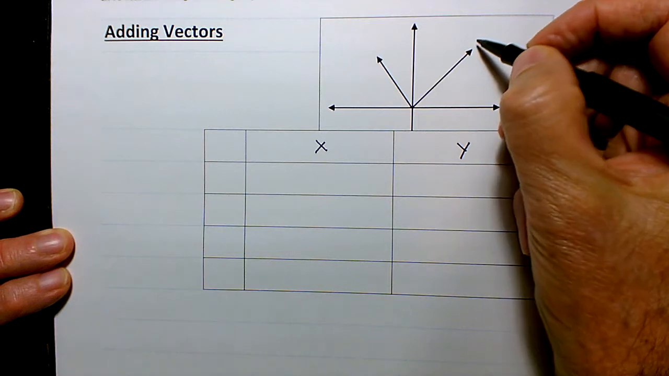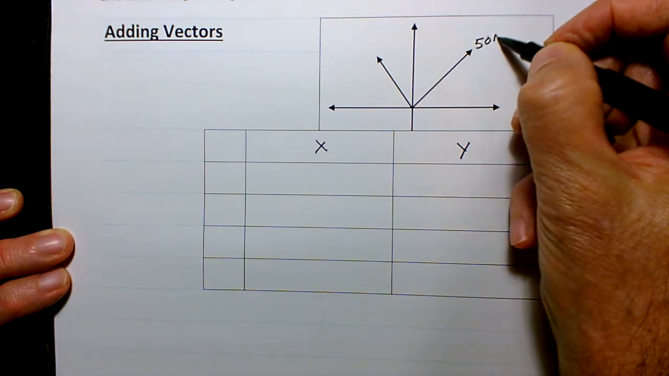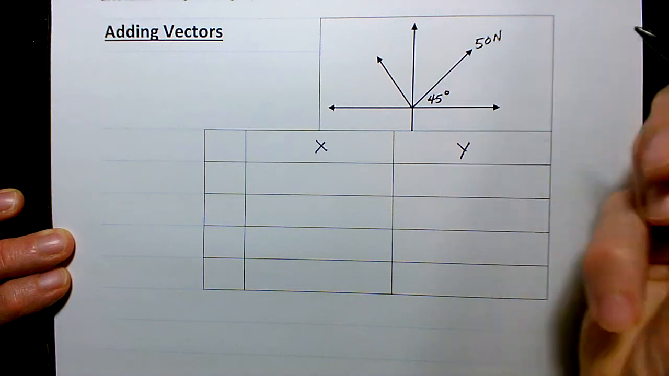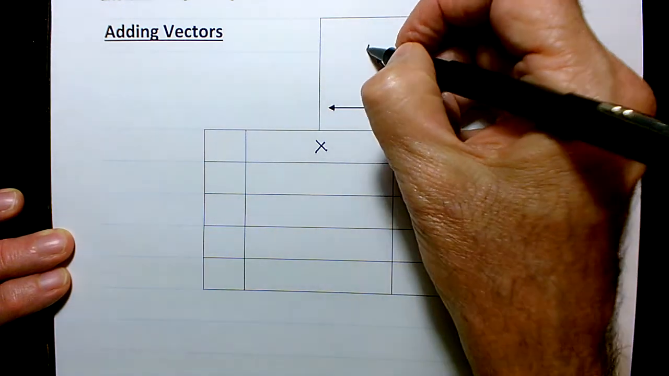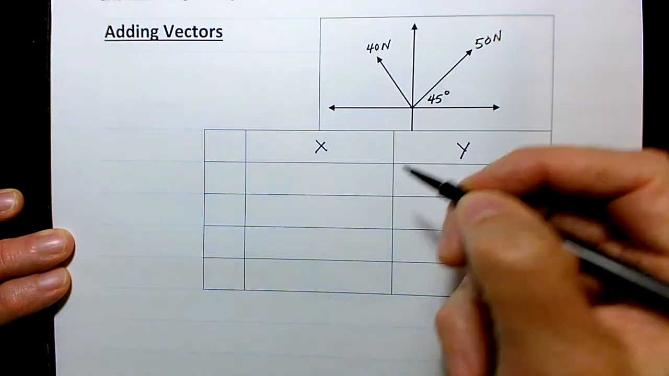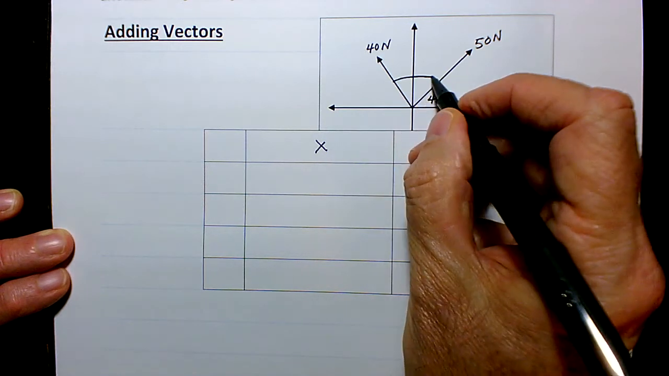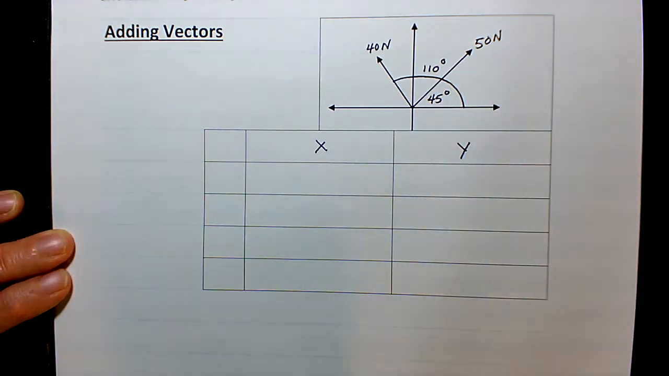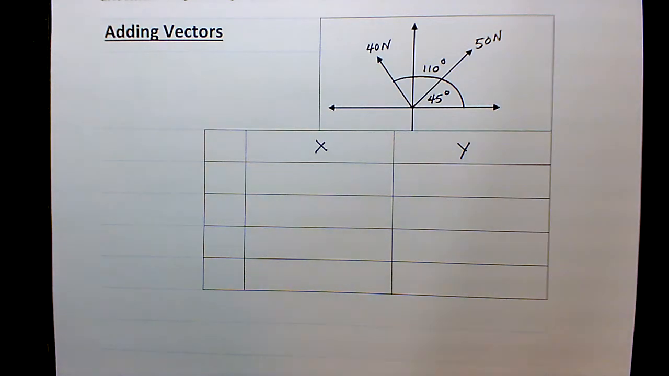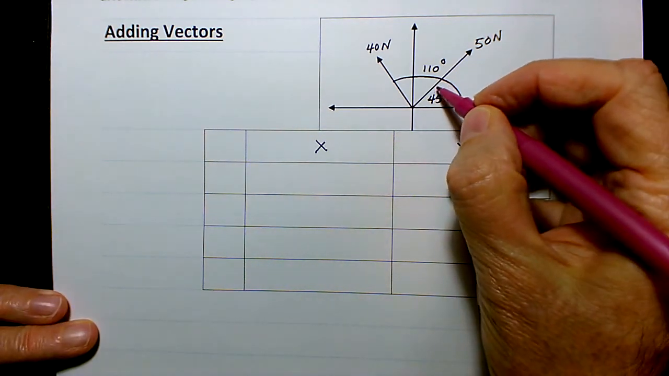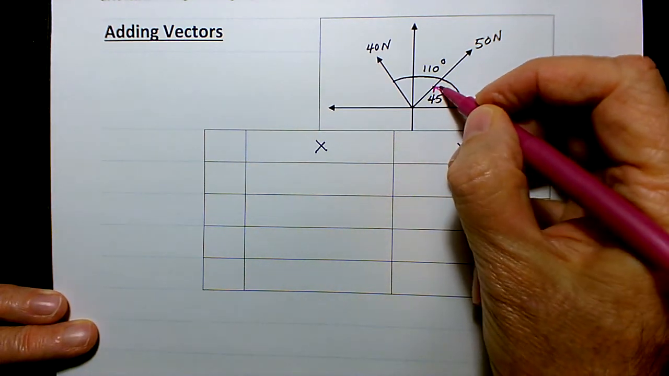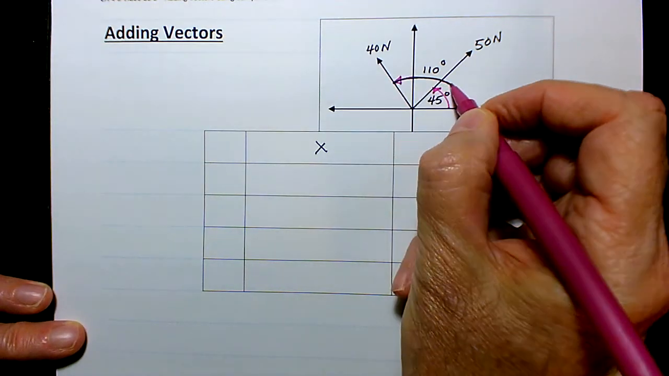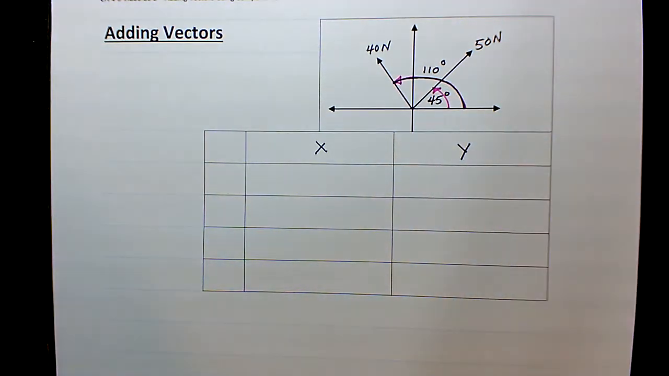So let's call this one 50 newtons at an angle of 45 degrees and 40 newtons at a standard angle of 110 degrees. Alright, so I'm going to make life simple tonight just by describing standard angles instead of using reference angles.